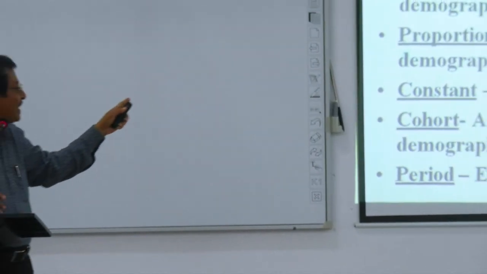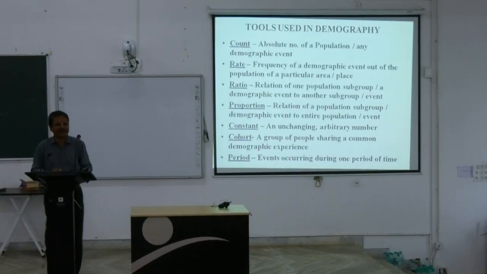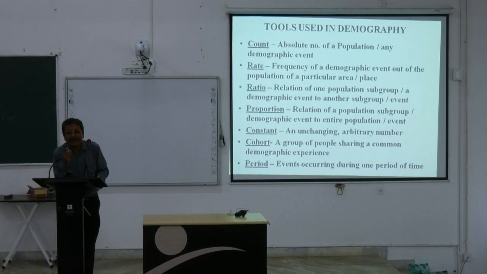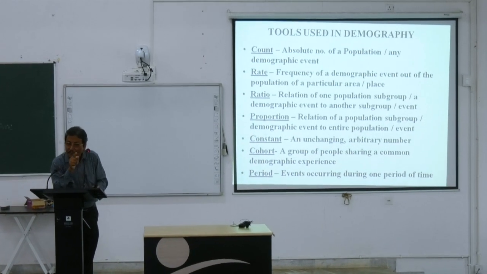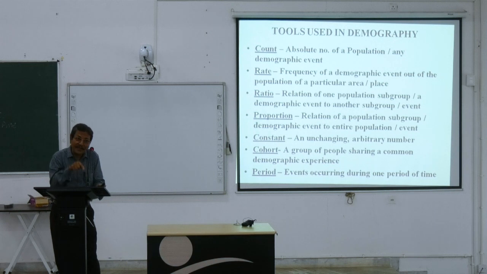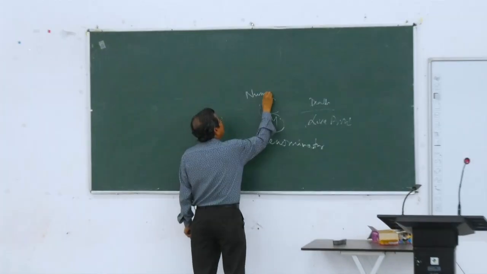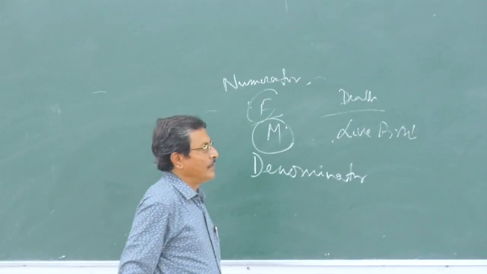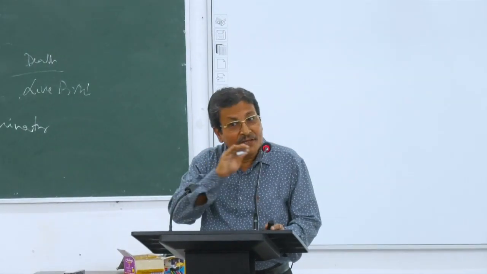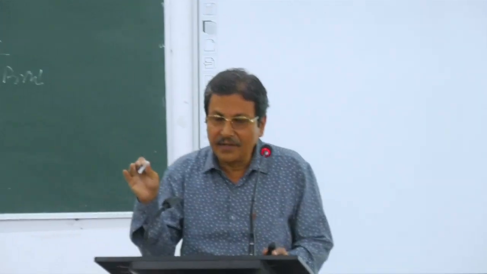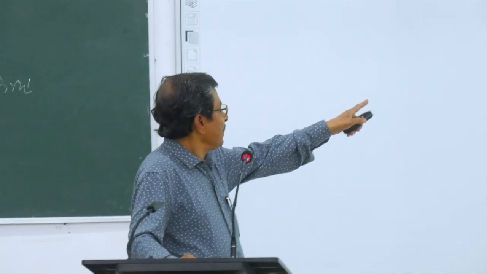Proportion is like a ratio, but it relates a population subgroup or demographic event to the entire population or event. So if you want to know the sex ratio of this class, it is the number of females by the number of male students. But if you want to know the proportion of female students, it will be the number of female students divided by the total number of students. So in a proportion, the numerator is the number of that demographic event and the denominator is the total population or total events, right? So this is the difference between ratio and proportion.